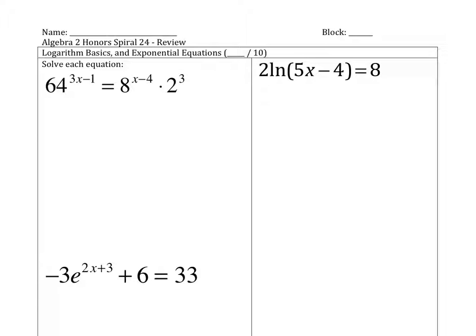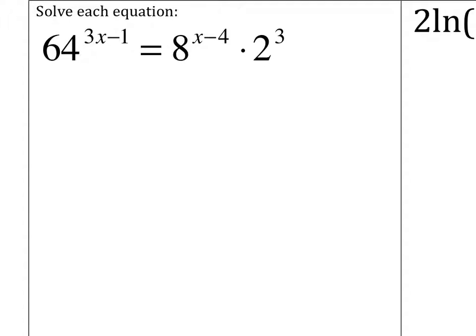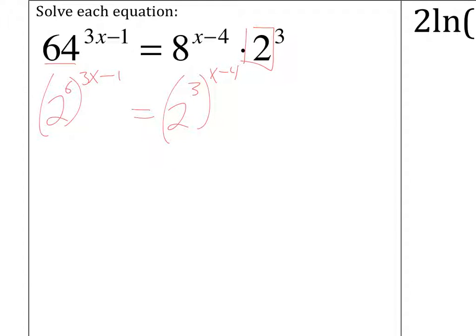we're going to start off with exponential and logarithmic equations. At first, I've got an exponential equation where I've got to get everything in terms of the same base. I'm going to go as small as possible. In this case, that's converting everything to base 2. 64 is the same as 2 to the 6th. So that would be 2 to the 6th to the 3x minus 1. 8 is 2 to the 3rd, and that would be to the x minus 4. Then multiply by 2 to the 3rd.